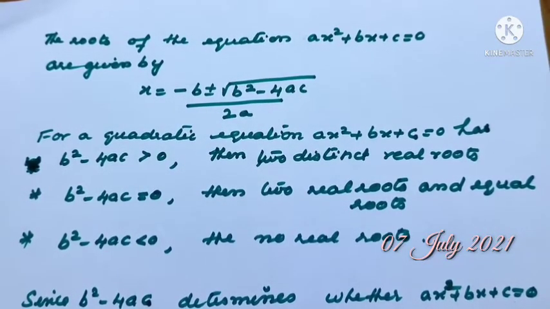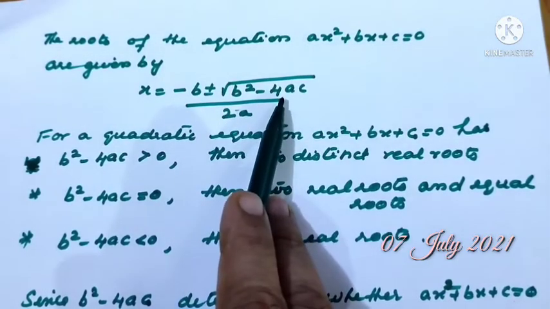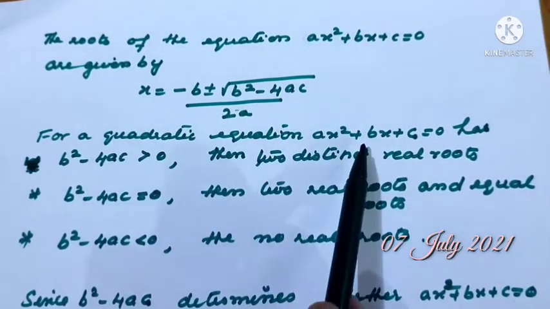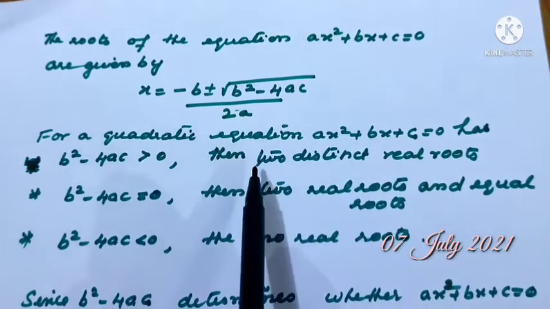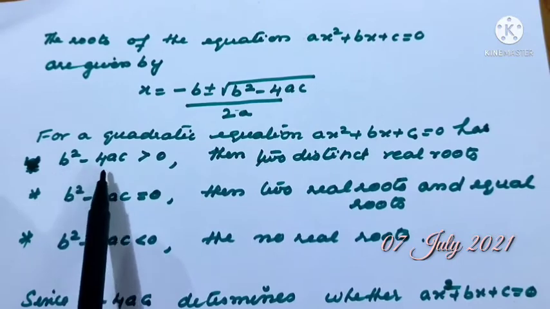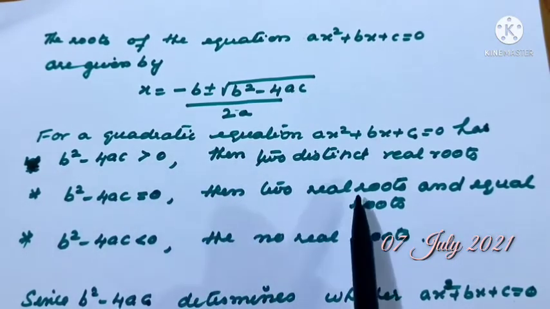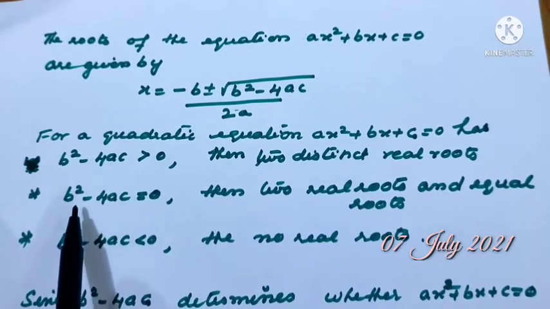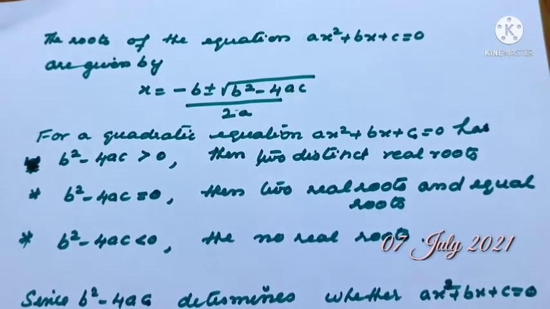The roots of the equation ax square plus bx plus c equal to 0 are given by x equal to minus b plus or minus root of b square minus 4ac by 2a, that you have seen in the quadratic formula. But here you have seen that in the root, b square minus 4ac is there. The quadratic equation ax square plus bx plus c equal to 0 has two distinct real roots, means two different roots, when b square minus 4ac is greater than 0. Two real and equal roots we will get when b square minus 4ac equal to 0. Now if b square minus 4ac is less than 0, then it has no real roots.